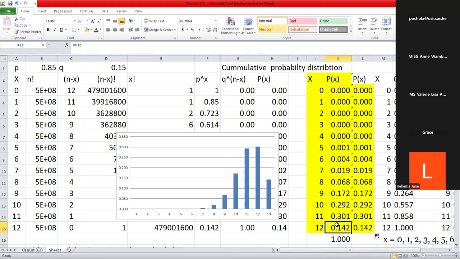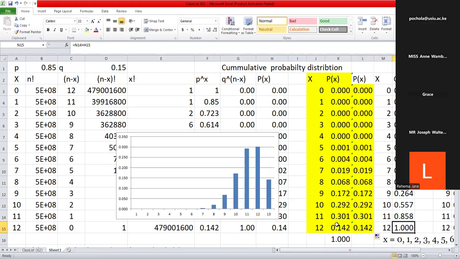Clear? Clear? Hello? Yes. So that is getting this from Excel. That's what you can get from there.